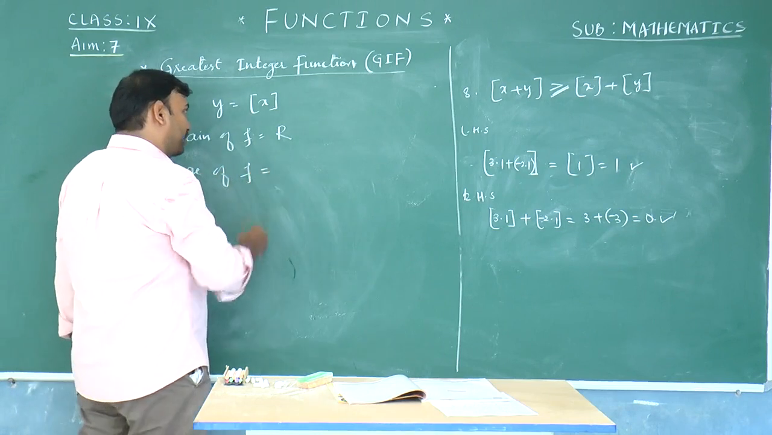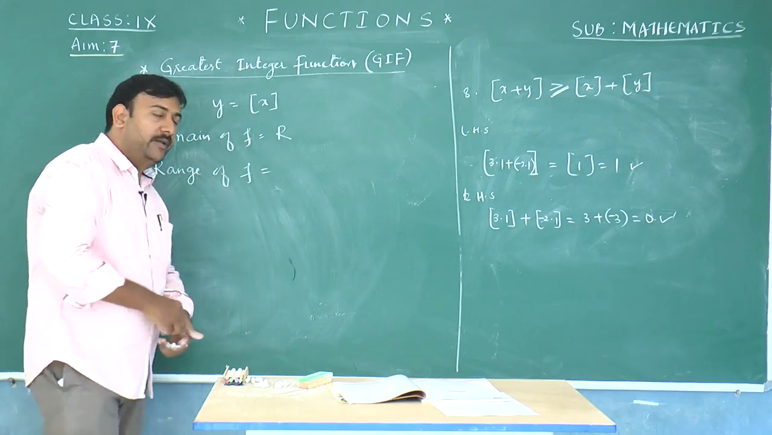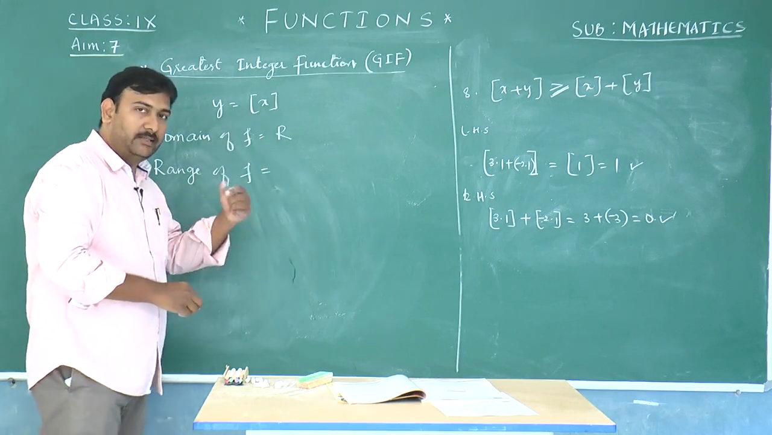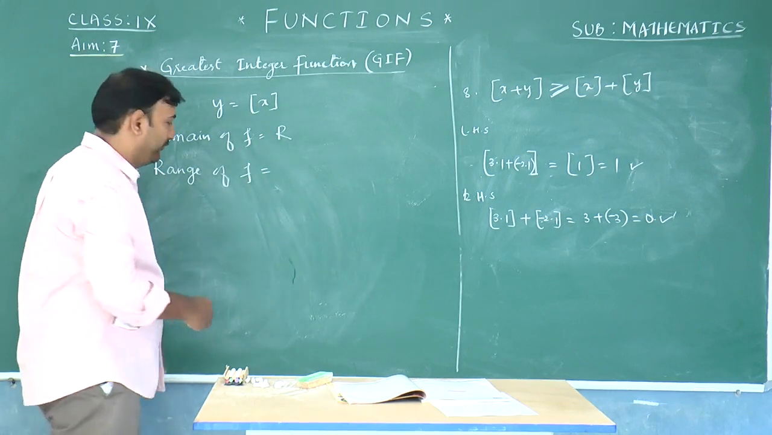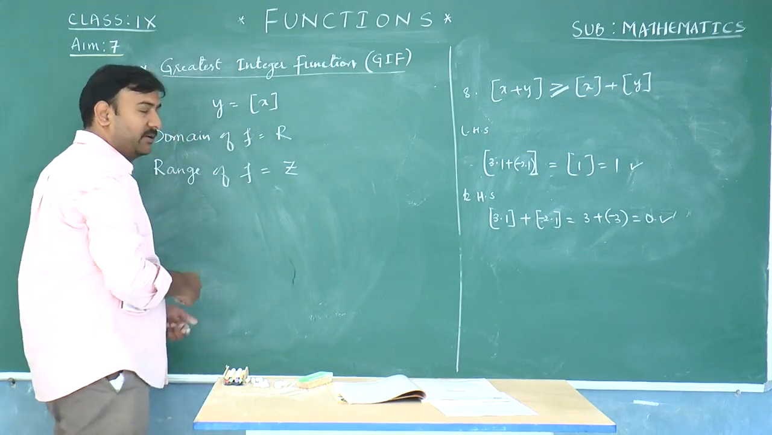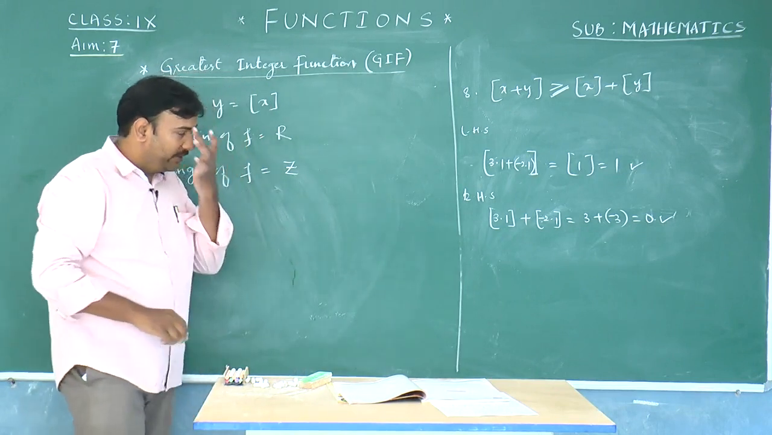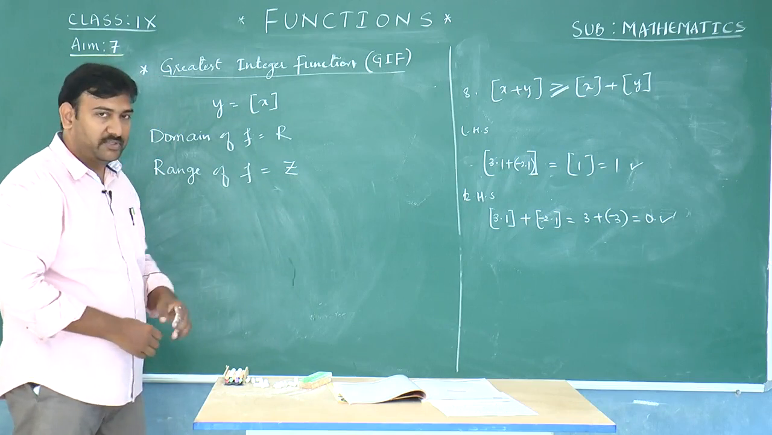What about the range? For this particular function step x, what is going to be the range? Whatever number you substitute here, the result is going to be an integer. Therefore the range of this function f is going to be Z, the set of integers. So this is all about the properties of the greatest integral value of x, and also the greatest integer function.